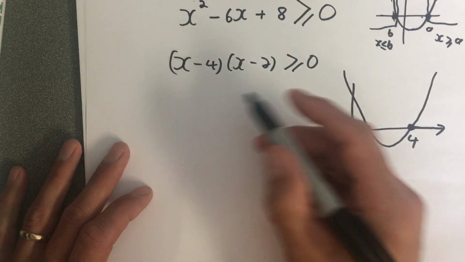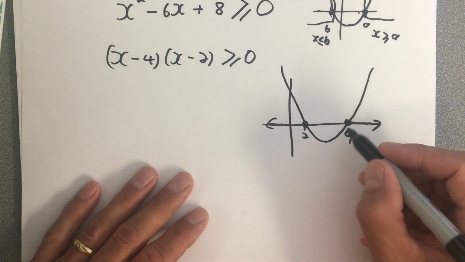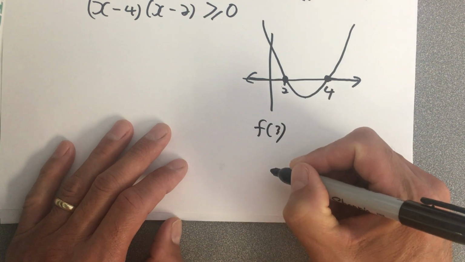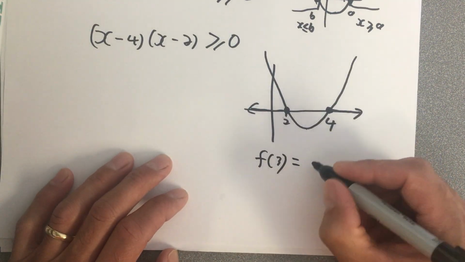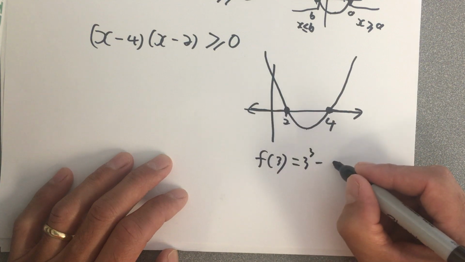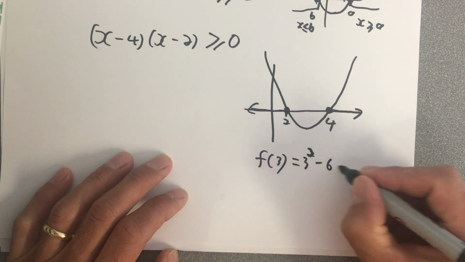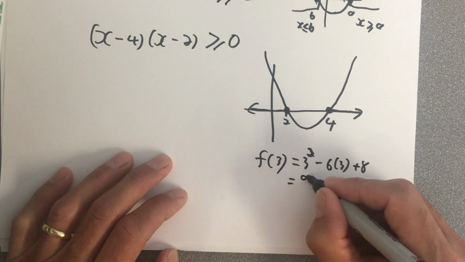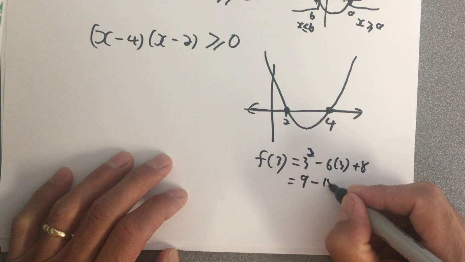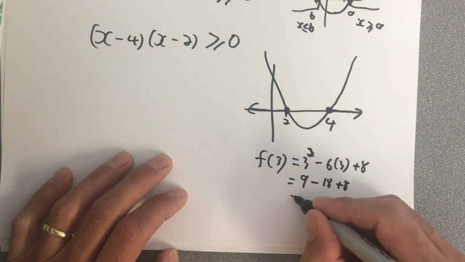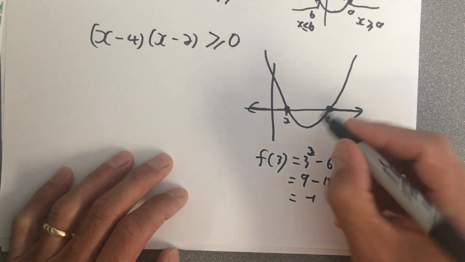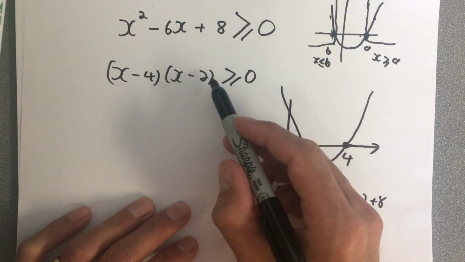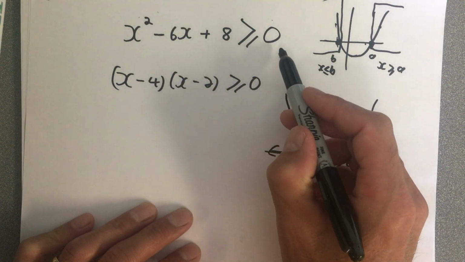So we've got roots at 2 and 4. And let's consider our function evaluated at 3. If we were to evaluate our function at 3, we would get 3 squared minus 6 times 3 plus 8. And that's going to give us 9 minus 18 plus 8. And that's going to give us a -1. That means that here we're at -1. So you would know that between the roots, f at x is less than 0.